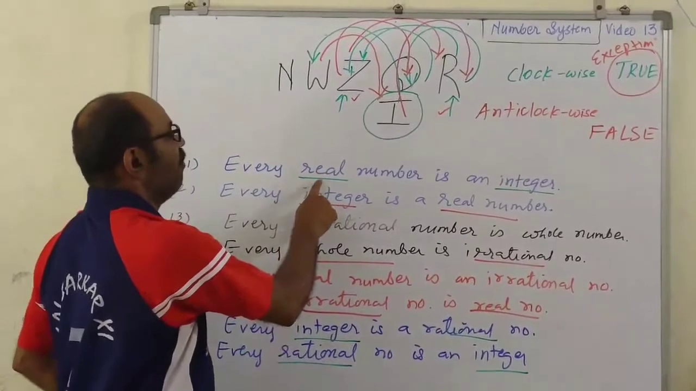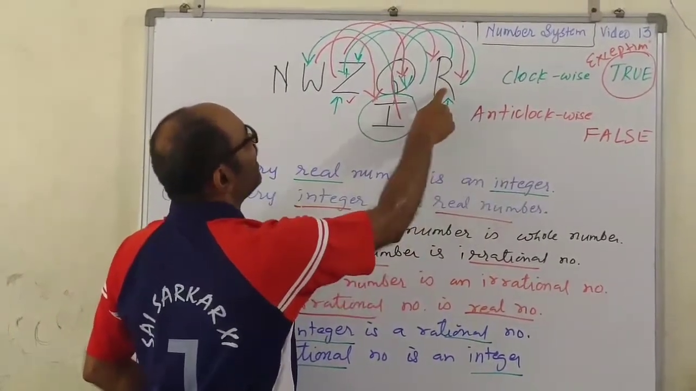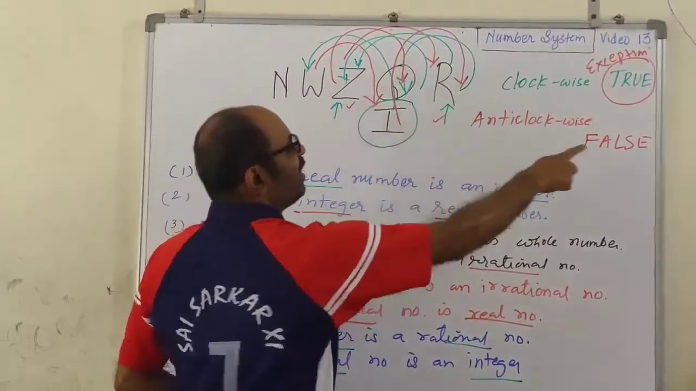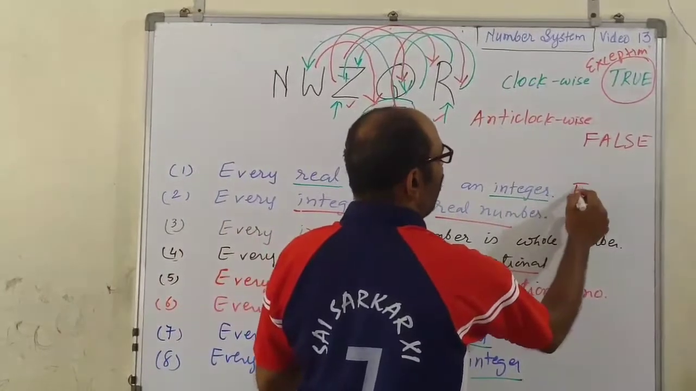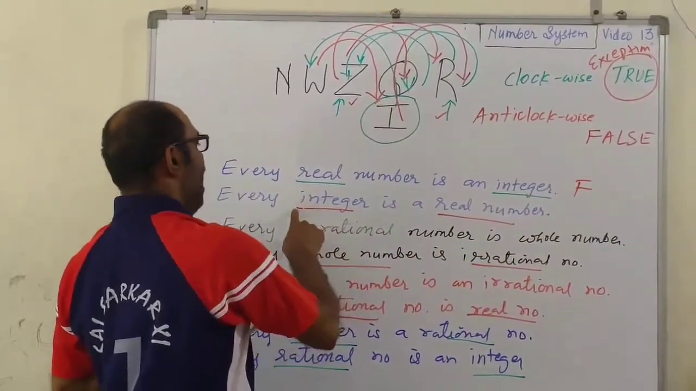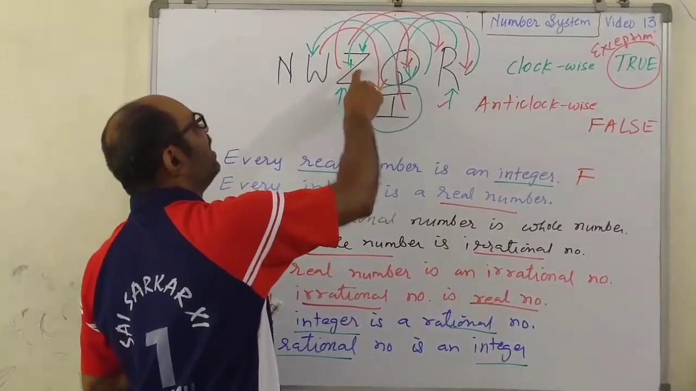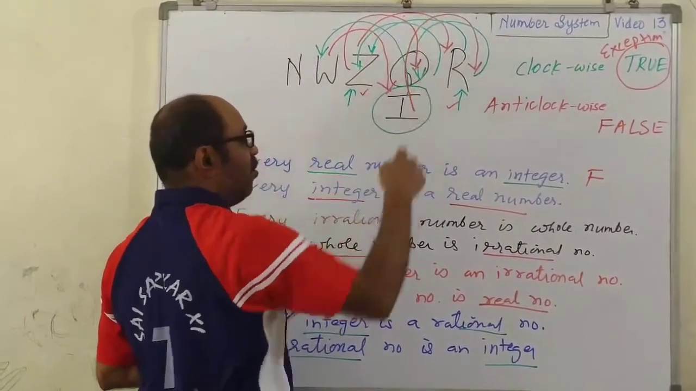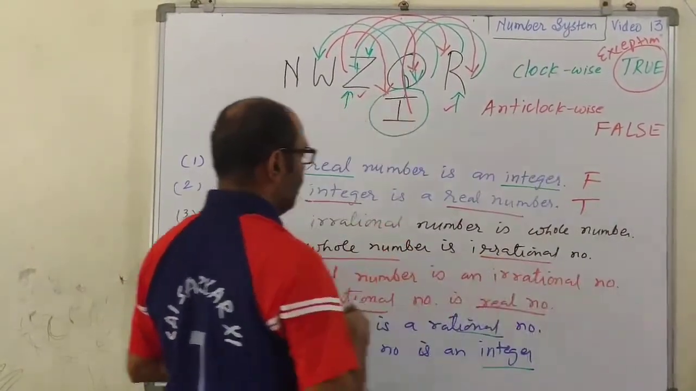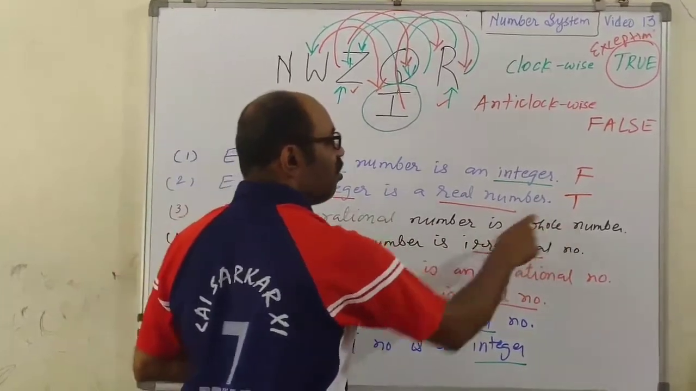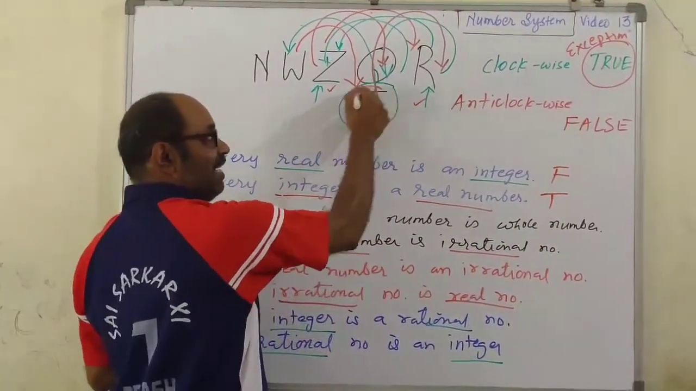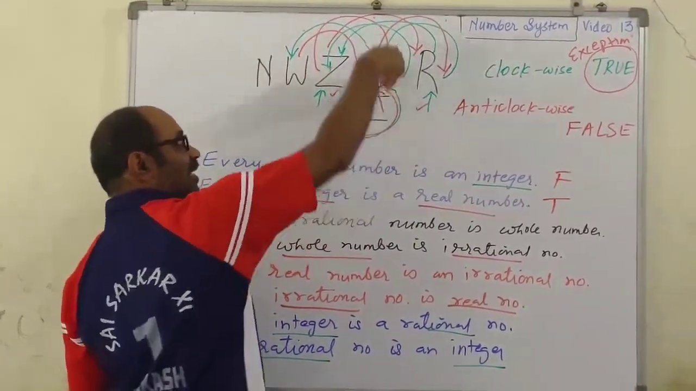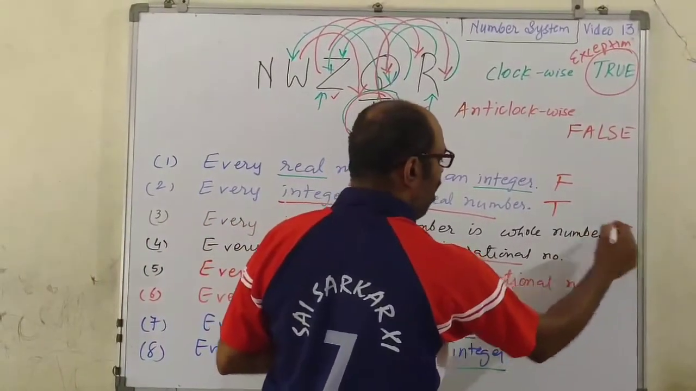Let's see. Every real number is an integer. Real is integer, see, anti-clockwise. So the statement is false. F for false. Alright. Every integer is a real number. Integer is this. Clockwise arrow, so this statement is true. Every irrational number is a whole number. Irrational, that is why I wrote it below. It is anti-clockwise, so that is false.